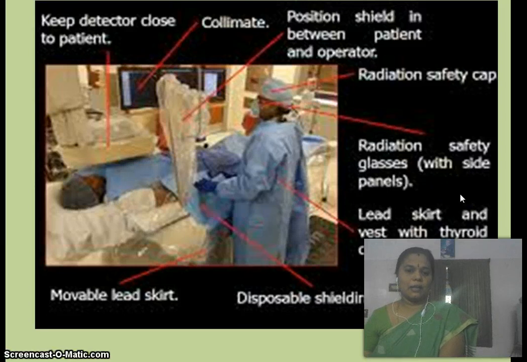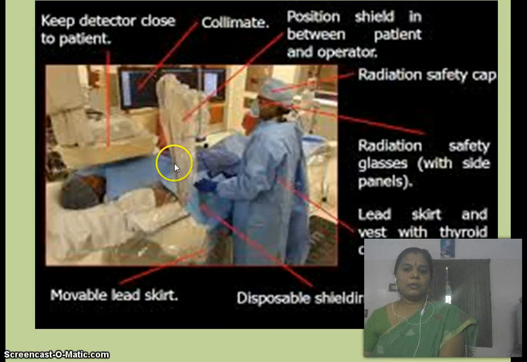This is a picture for you to visualize the nuclear medicine clinic where nuclear medicine treatment is given to the patient. Here you can see the patient lying down, and above the patient there is a detector close to the patient to detect all the emerging gamma rays, and there is a collimator here.